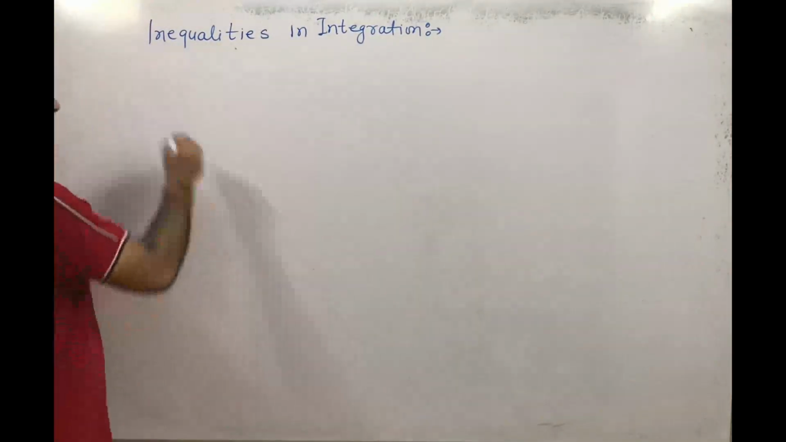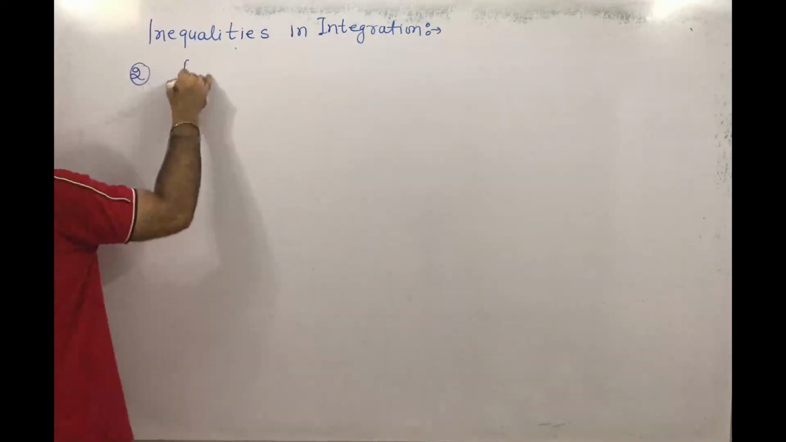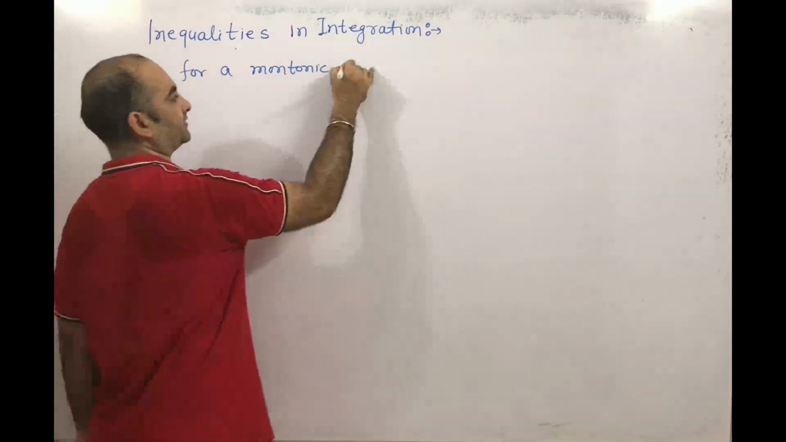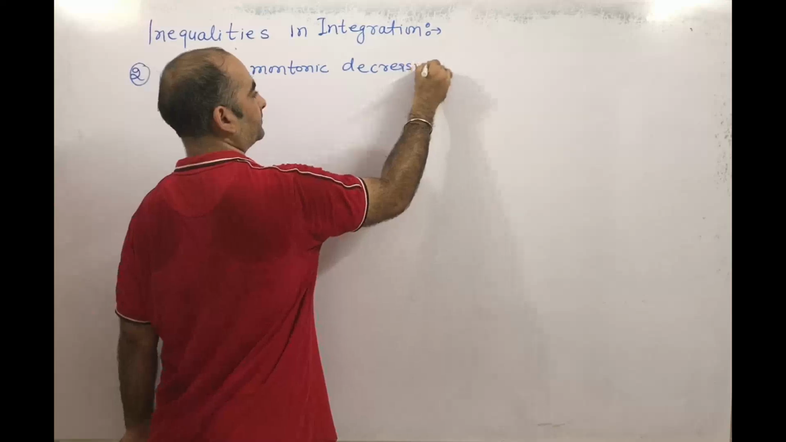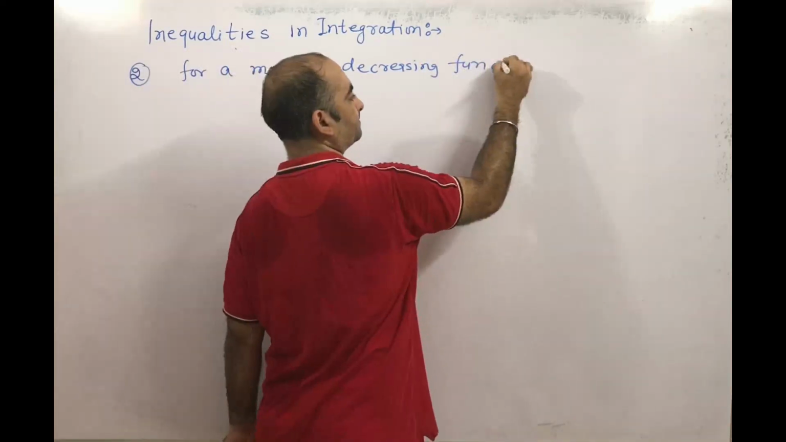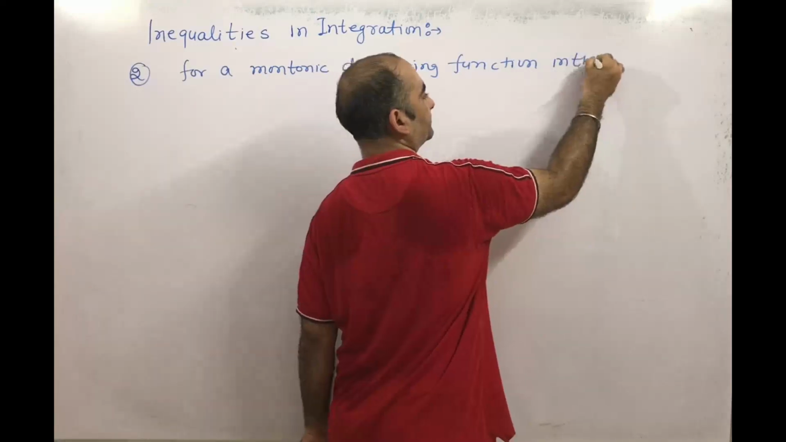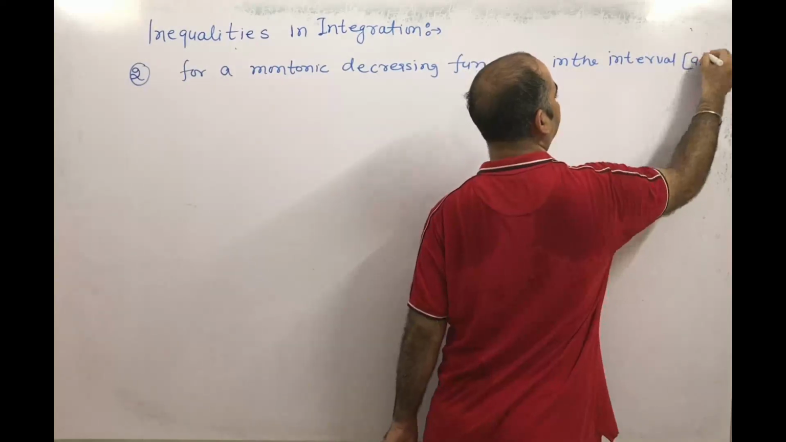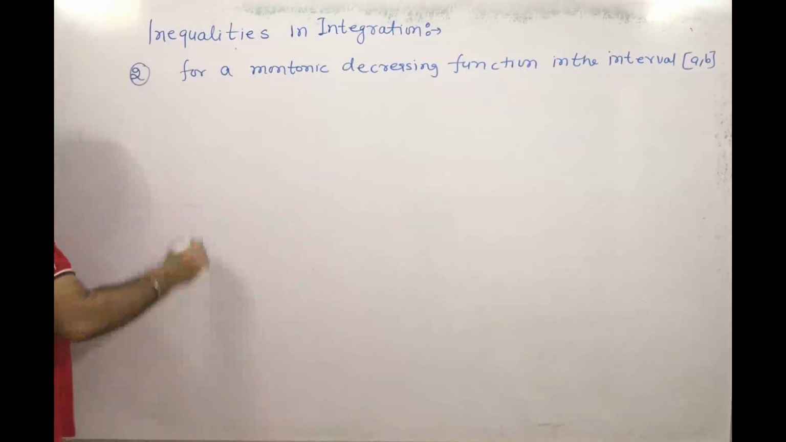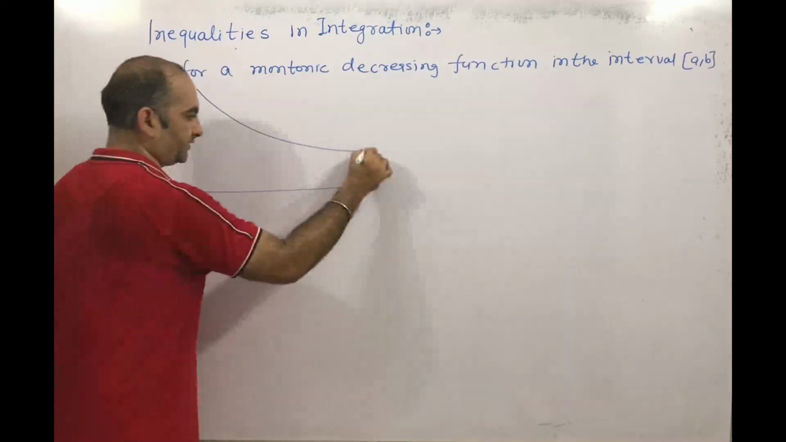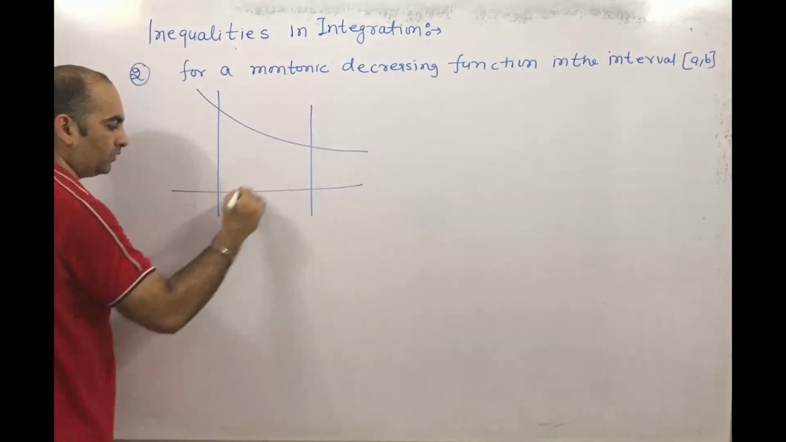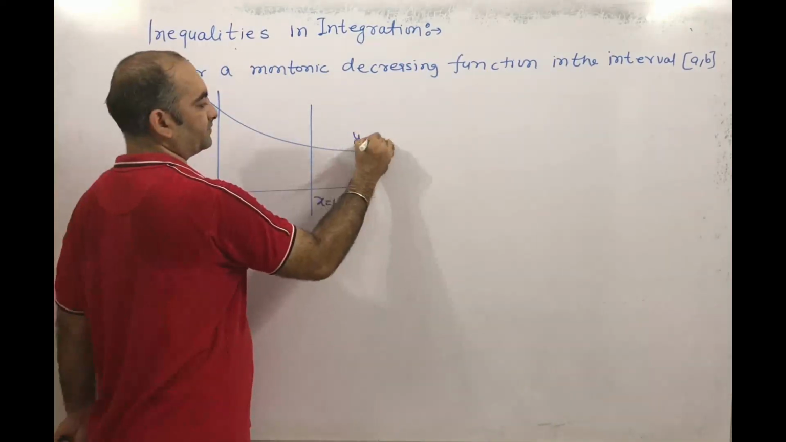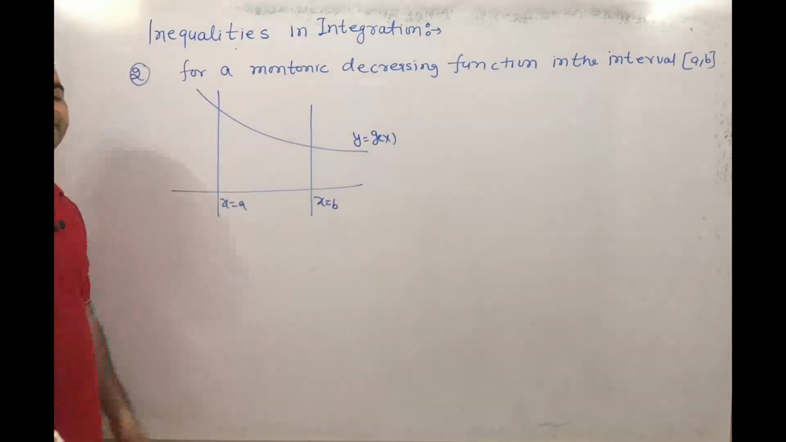Next we are discussing the second point. What is the second point? For a monotonic decreasing function in the interval a to b. So here we are taking a monotonically decreasing function. The lower value is x equal to a, and the upper value is x equal to b, and this one we are taking as y equal to g(x). So y equal to g(x) is a monotonically decreasing function.